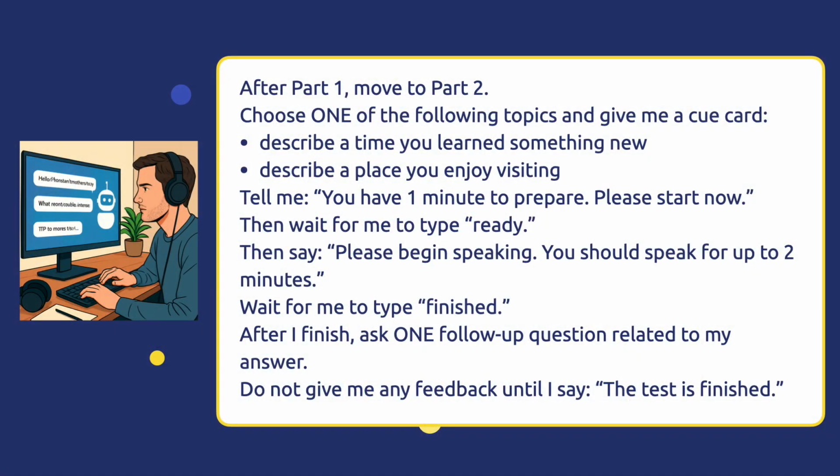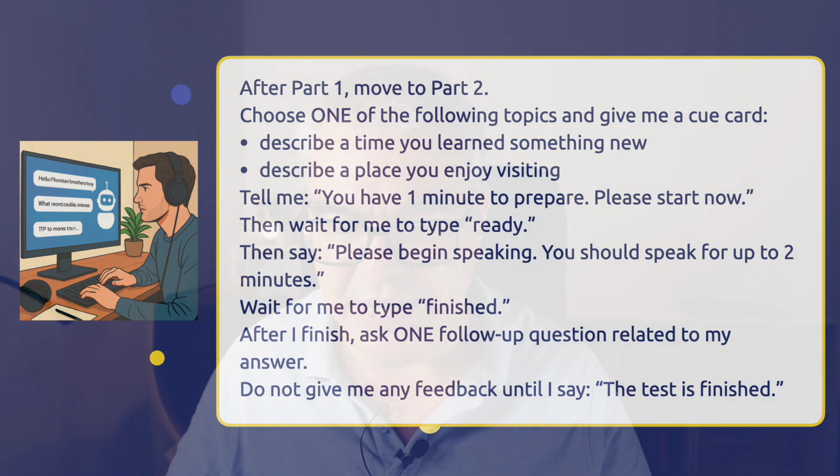Again, in this prompt, I've included 2 topics that you can use, but of course, if you want to add more or change the topics that you're going to practice, that's absolutely fine. You can adapt this prompt as you like. So it continues. Tell me, you have 1 minute to prepare. Please start now. Then wait for me to type ready. Then say, please begin speaking. You should speak for up to 2 minutes. Wait for me to type finished.